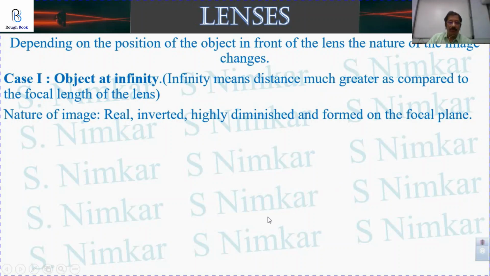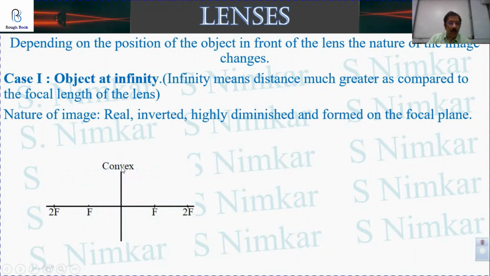Now, if you want to draw the ray diagram, the first important thing is that you will draw the lens as the y-axis, that is vertical. Then this is horizontal. These points have to be marked at equal distances. That means if this is 2 centimeters, then this has to be 2 centimeters, this has to be 2 centimeters, this has to be 2 centimeters.